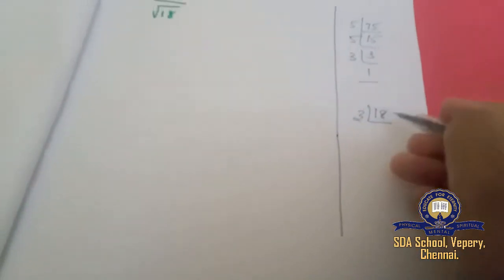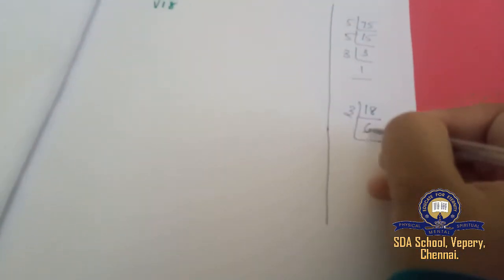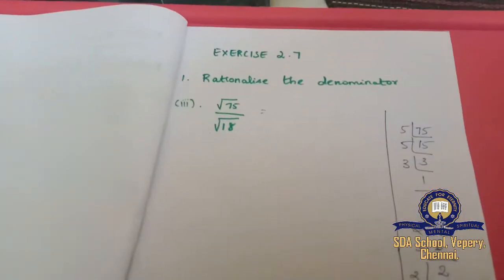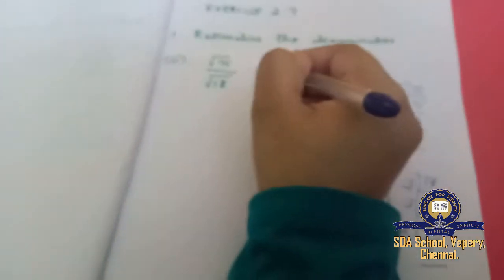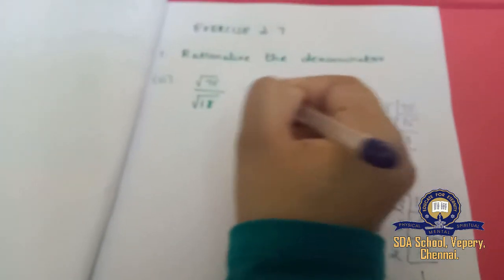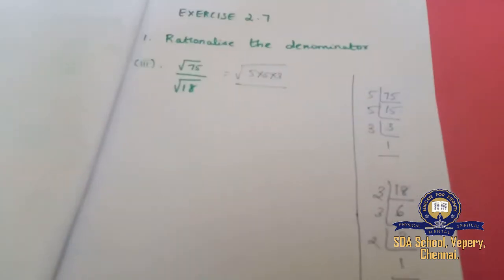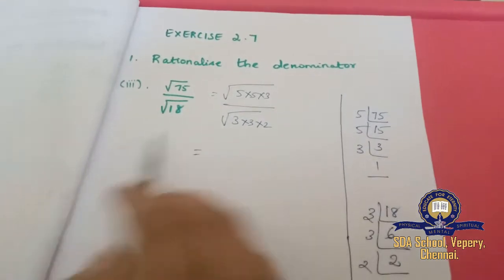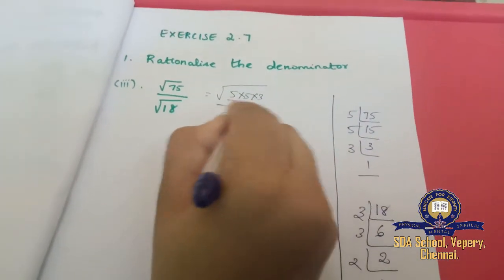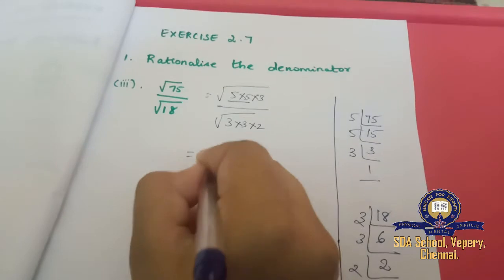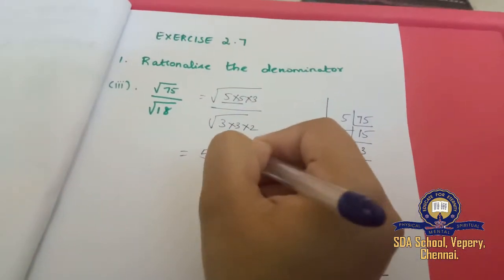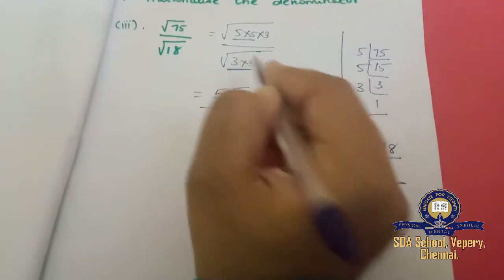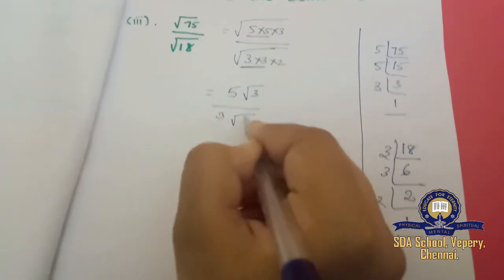So 3 sixes are 18, then 3 twos are 6, 2 times 2 is 2, 2 times 1. Done. Now, how can root 75 be written as 5 into 5 into 3? Similarly, how can root 18 be written as 3 into 3 into 2? Now, you remember me teaching you in the last class itself, if a number is repeated twice, I have to take it out once. 5 will be written out. What will I be left out with? Root 3. Similarly, again a number is repeated twice, isn't it? So I'll take out 3. What will I be left out with? Root 2.